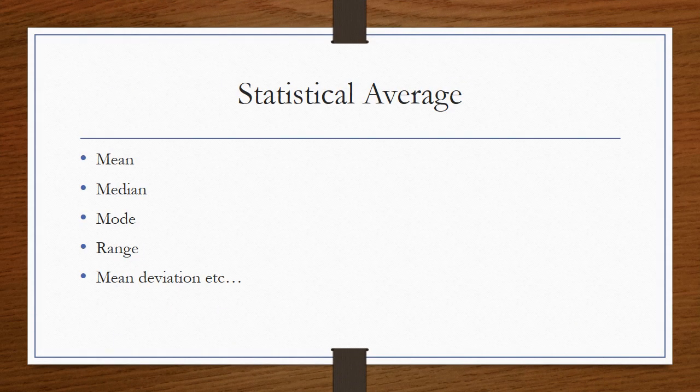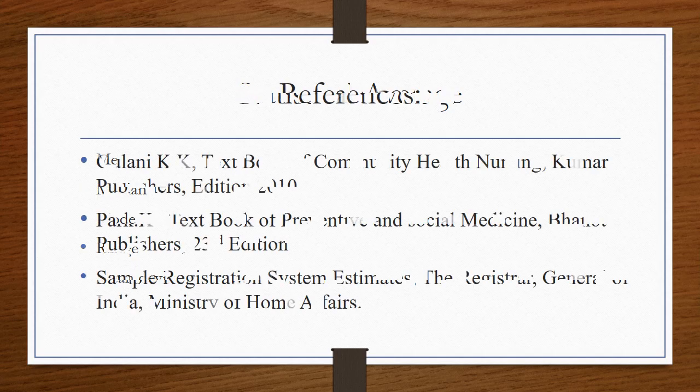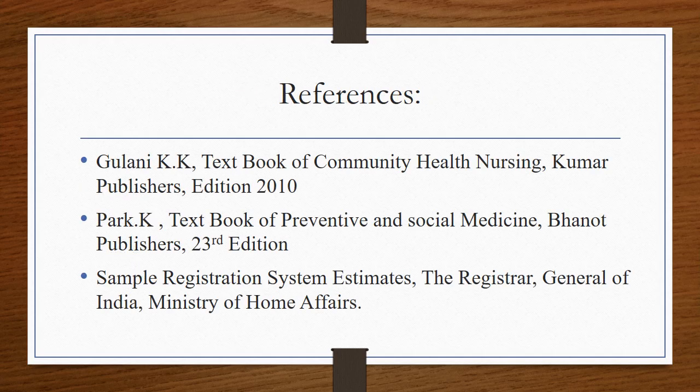Then statistical average. By using this calculation, statistical average, we can also analyze and interpret the data. So by using mean, median, mode, range and mean deviation, etc. By using this statistical average you can also do the interpretation or analysis of the data.